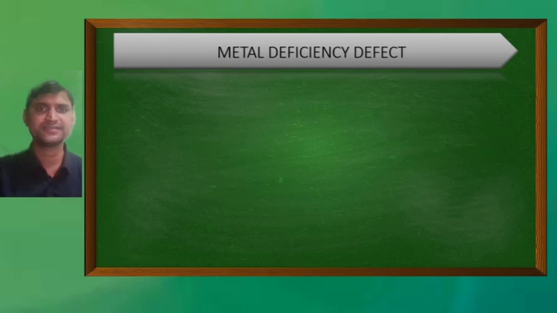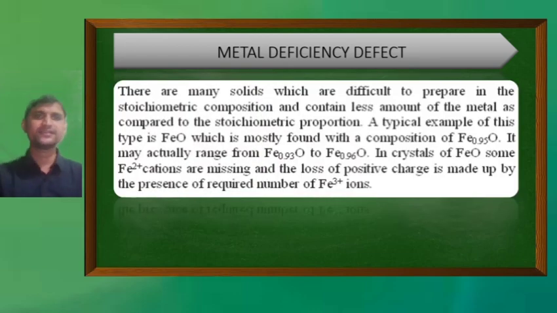Next one, metal deficiency defect. Metal deficiency defect is present in FeO, that is iron oxide, which is a non-stoichiometric example. See the typical composition of iron oxide, which is mostly found as Fe0.95O, but it actually ranges from Fe0.93O to Fe0.96O.